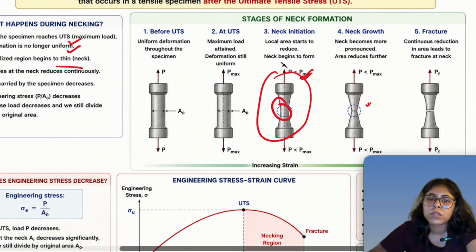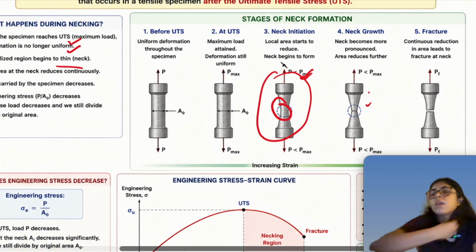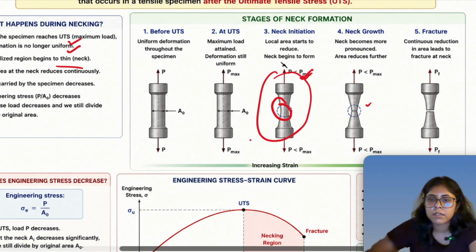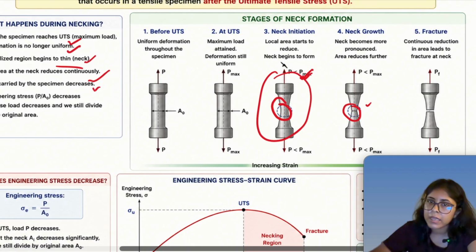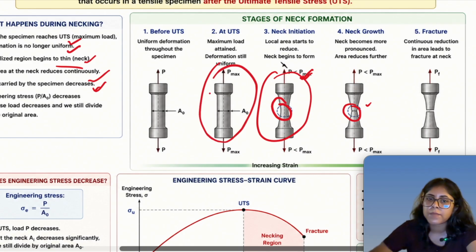So what's going on after a bit? The region will start becoming thin and we call it neck, right? The area at the neck reduces continuously and the load carried by the specimen will decrease. This is the maximum load it took at UTS. Before UTS it was taking load P. At the UTS it took maximum load, and after that the load that it is able to take will be less than the Pmax, and the area will also start reducing.